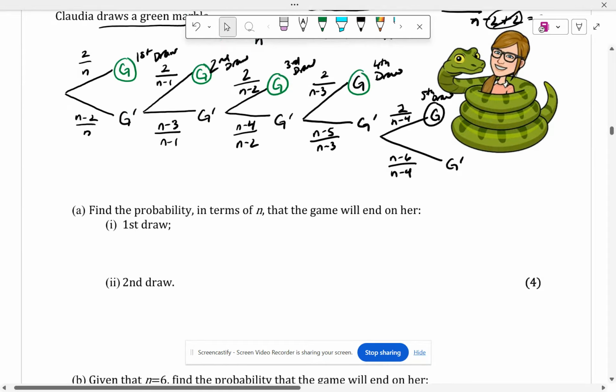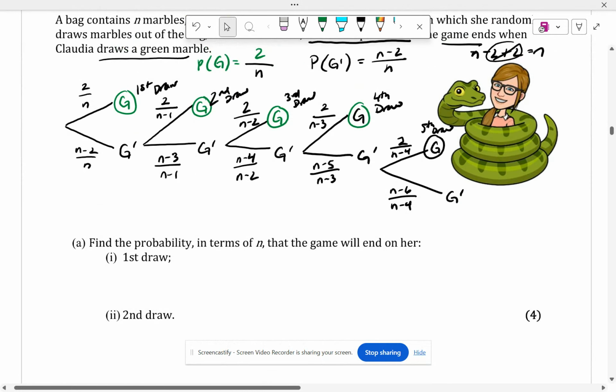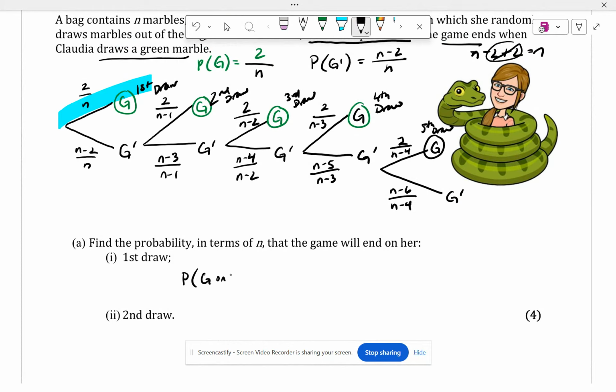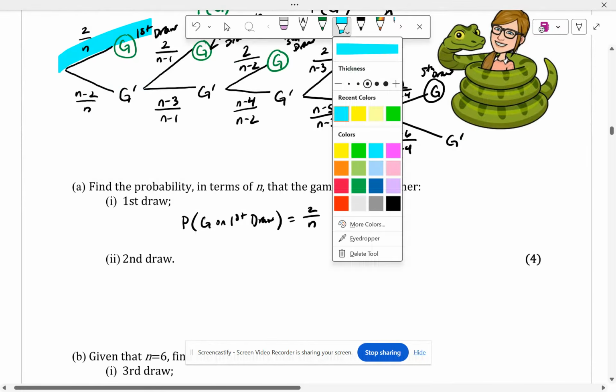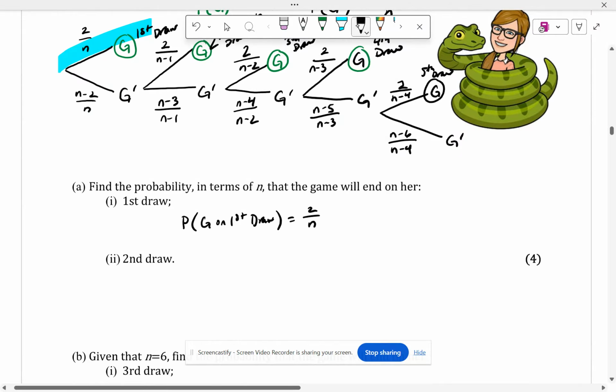Okay. Find the probability in terms of n that the game will end on her first draw. First draw, very easy, right? Probability, game ends on first draw. So green on first draw would be 2 over n. It says in terms of n, so I'm not solving anything. I'm done. Second draw. Let's figure out the probability that the game ends on the second draw.